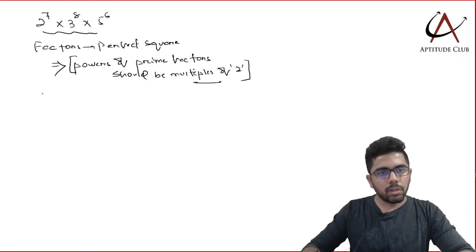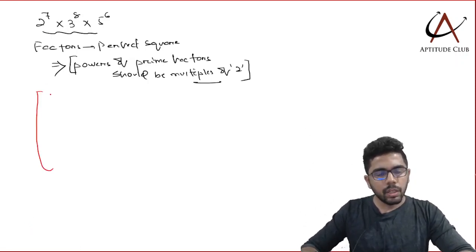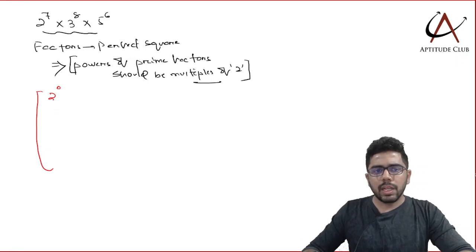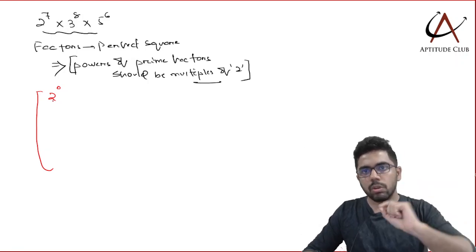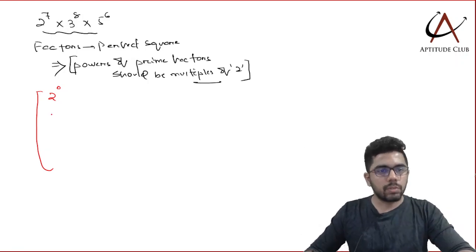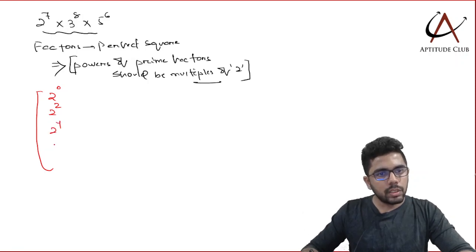मैं ये 2 के फॉर्म्स लिख रहा हूँ, so I'll write 2 to the power 0, but I will not take 2 to the power 1, because if I create a factor using 2 to the power 1, तो यहाँ पे 2 का पावर ऑड हो गया, so I cannot get a perfect square. So I'll take 2 to the power 2. Then next I'll take 2 to the power 4. Then I'll take 2 to the power 6.